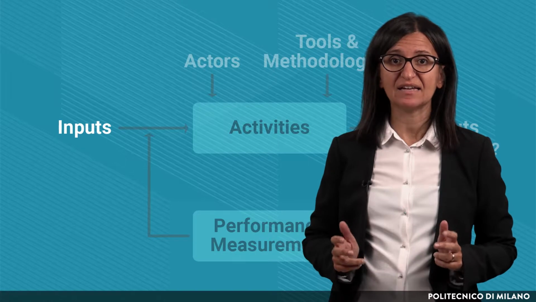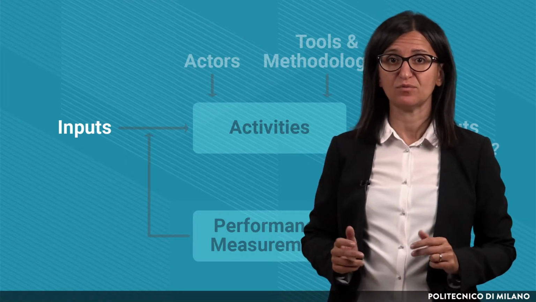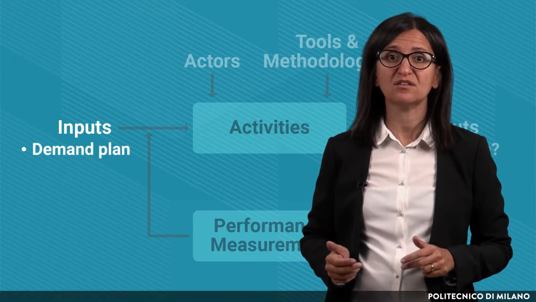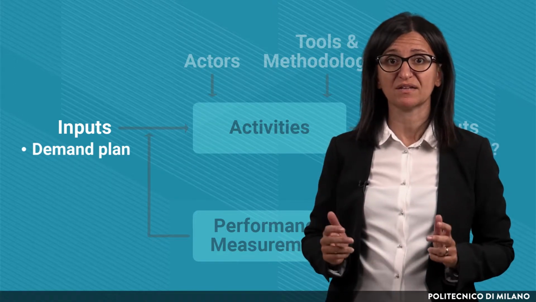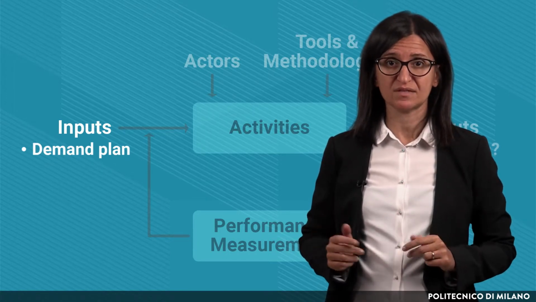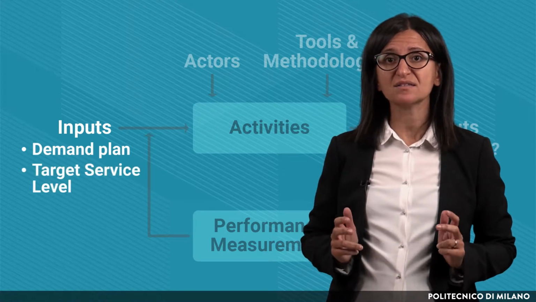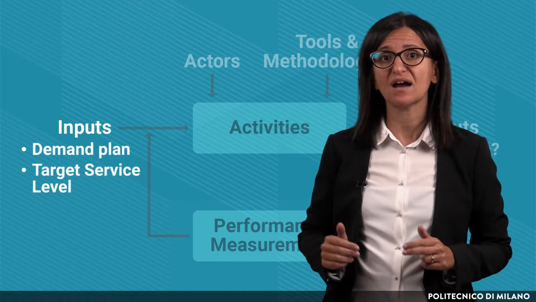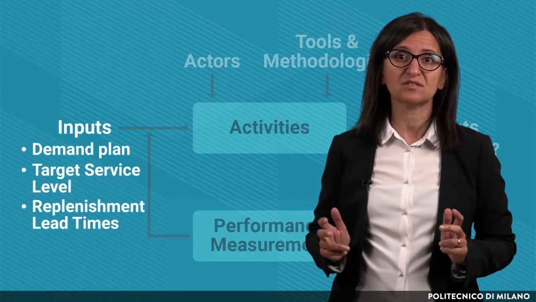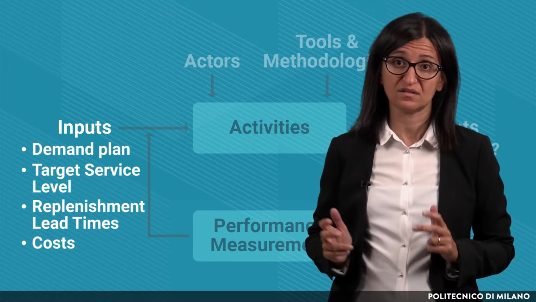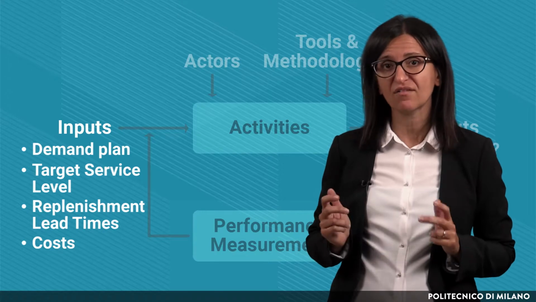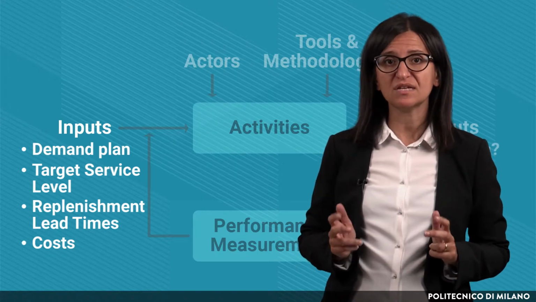In order to obtain these outputs, we need several inputs. The demand plan, detailed per item and location in terms of both demand forecast and expected accuracy. This plan is the output of the demand forecasting process. Then we need to know the target service level, for example, the desired item fill rate, the replenishment lead times, and the relevant costs. That is, which are these costs? For example, purchasing costs, transport costs, inventory carrying costs, and so on. And what is the cost structure?